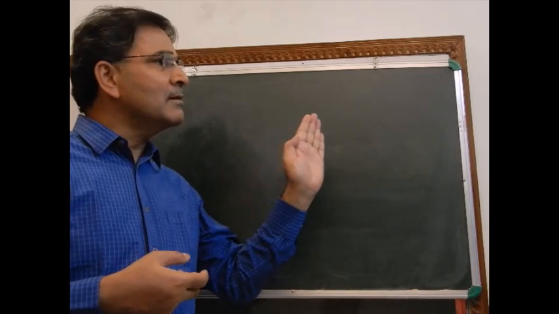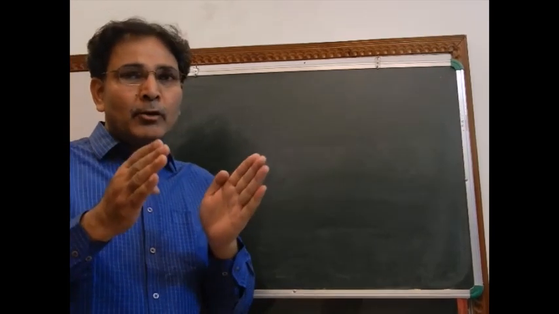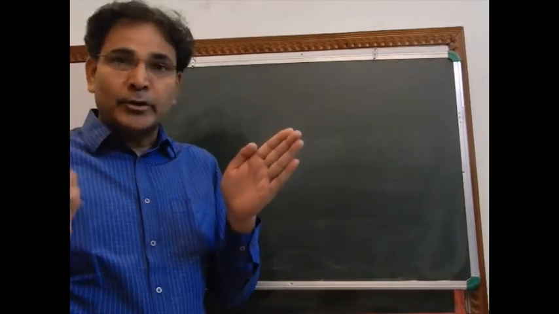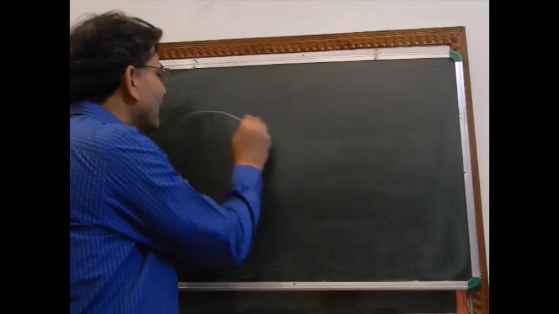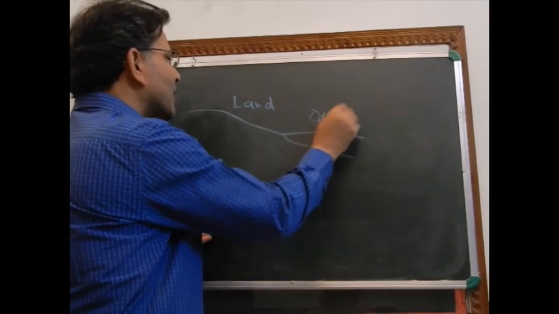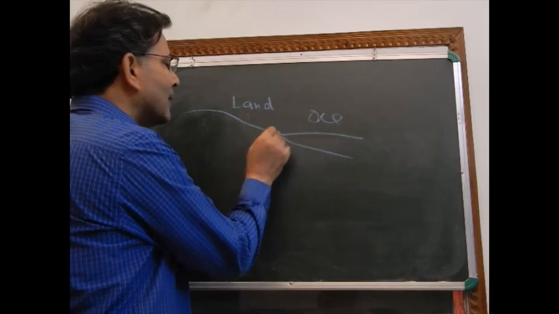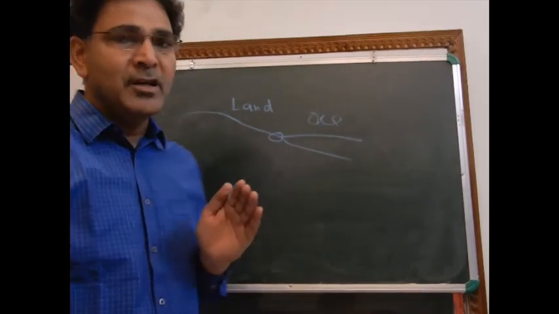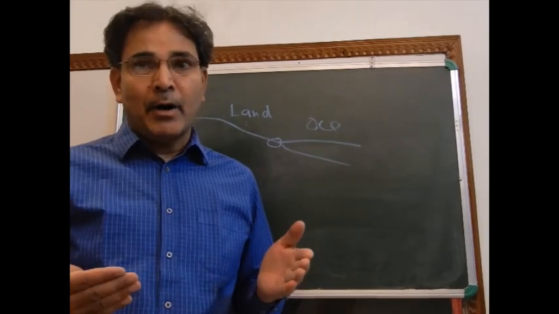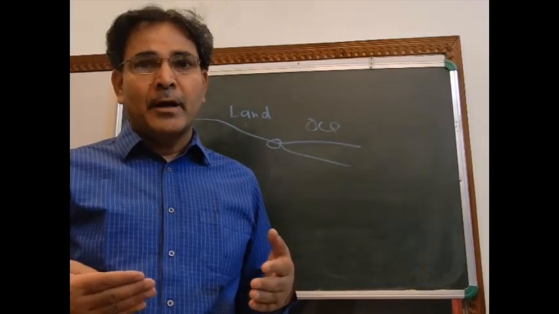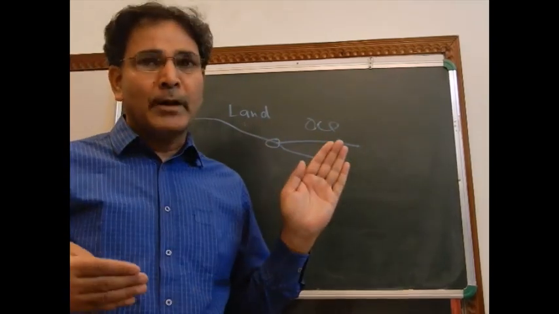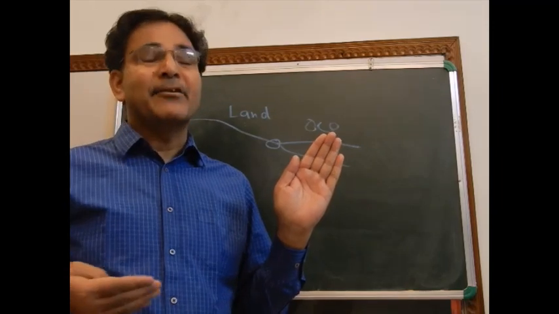Then the transitional environment means those sedimentary environments which are located between the land and the ocean. If this is the land part and this is the ocean part, then all those sedimentary environments located between the land and the ocean are known as transitional, such as delta, lagoon, tidal environments, beach environments, and barrier complexes. So these are transitional environments. They are also known as marginal marine environments.